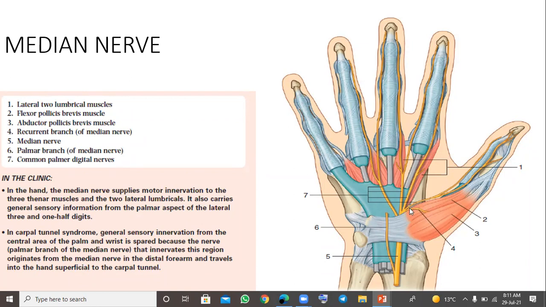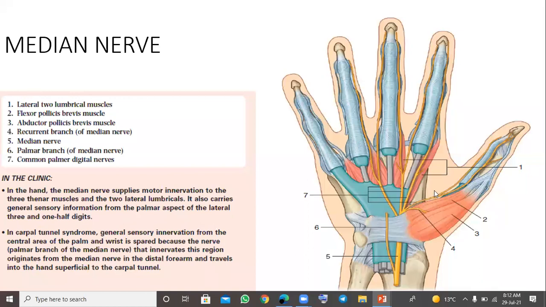The recurrent branch of the median nerve is basically going to supply the 3 thenar muscles, which are the abductor pollicis brevis, which is number 3. Then you have the flexor pollicis brevis, number 2. And deep to these 2 muscles, you have the opponens pollicis. So those are the 3 thenar muscles supplied by the median nerve. To be specific, they are supplied by the recurrent branch of the median nerve. Then after that, the median nerve is going to send off these branches.